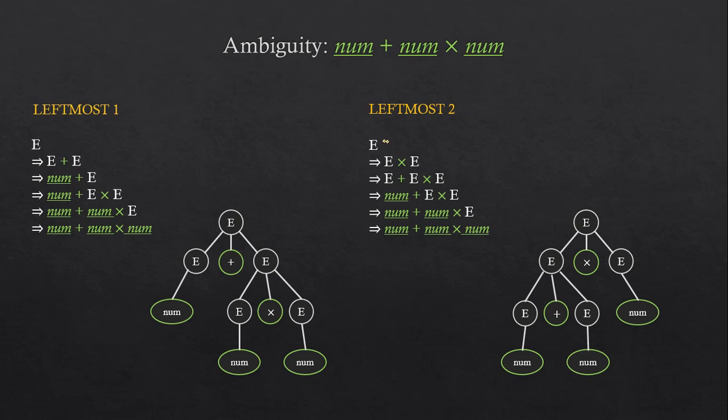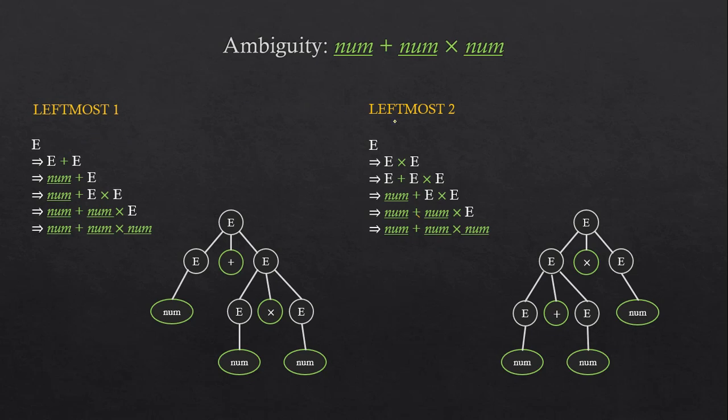On this side, however, things are a little different. Instead of expanding the start symbol using the production rule E plus E, we have expanded it using the production rule E multiplied by E. And then we have chosen the leftmost variable to expand to produce E plus E, and then we went along in a leftmost fashion to produce the same string.